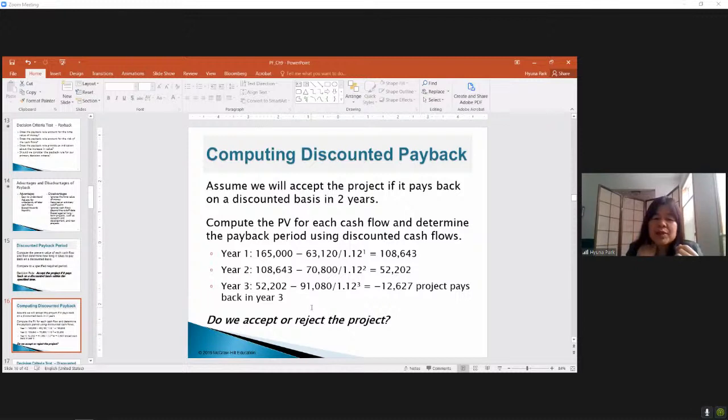Should we accept the project or reject the project? We should reject the project. Why? Because the preset limit is 2 years, but this project takes more than 2 years. It takes less than 3 years to pay back, but the rule is that it should pay back within 2 years. So we reject the project based on the discounted payback rule. This is how the discounted payback rule works. Any questions so far? No? Okay, then let's move forward.